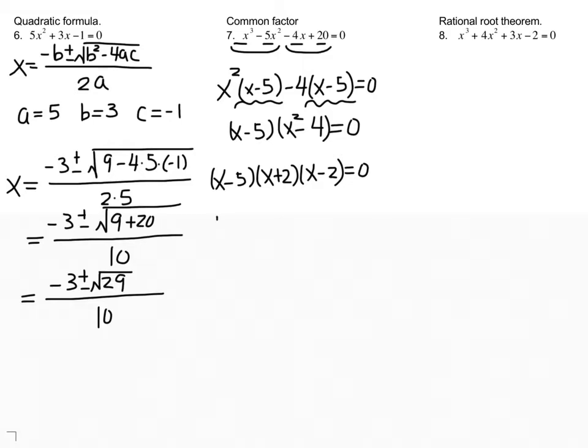So what are our zeros? x minus 5 equals 0. So our x values are going to be 5, -2, and then +2.